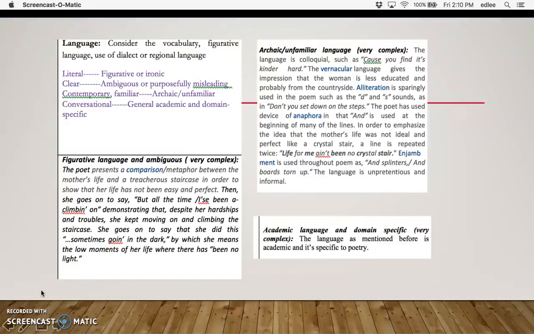The final thing to think about with language is, is the language general and academic, or is it more domain specific? In this case, we would say that the language is more academic, since much of it being used, things like metaphors, similes, alliteration, anaphora, all of these things are very specific to poetry and academic language. We don't use these devices as much in conversational language.